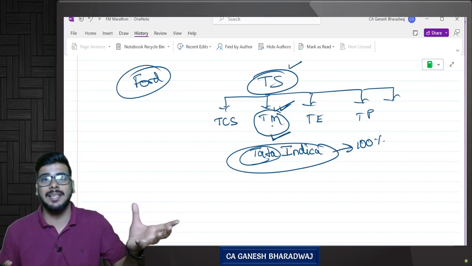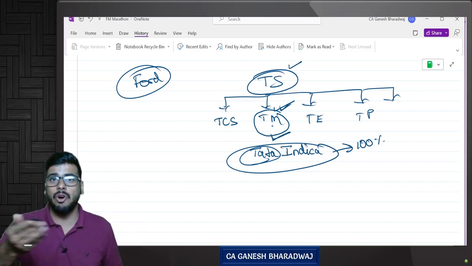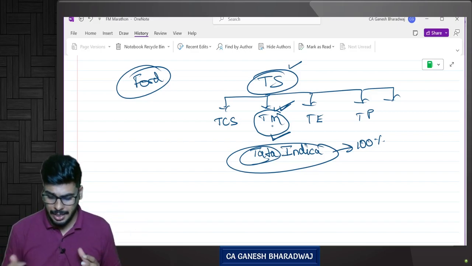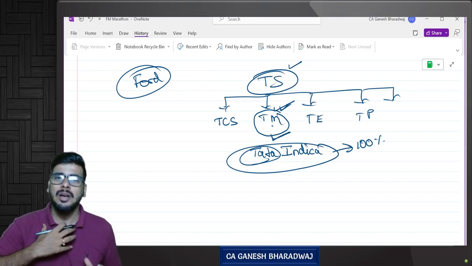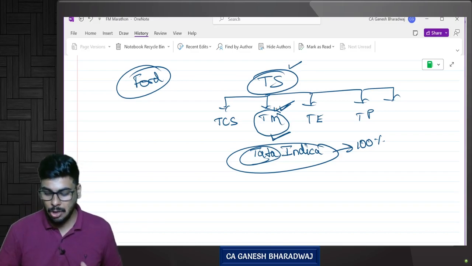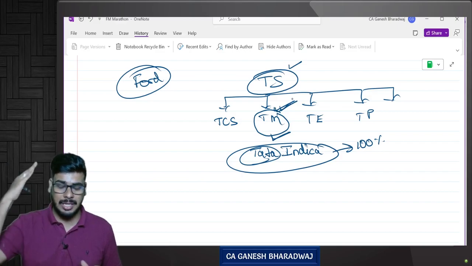If you see this Tata Ace and all, for all the commercial purposes, for all their goods transportation, Tata is actually leading in this. Now, slowly Tata became a very, very huge company in this automobile sector. So Tata Motors grew to such an extent.